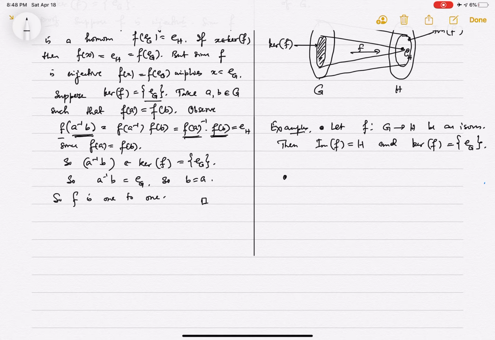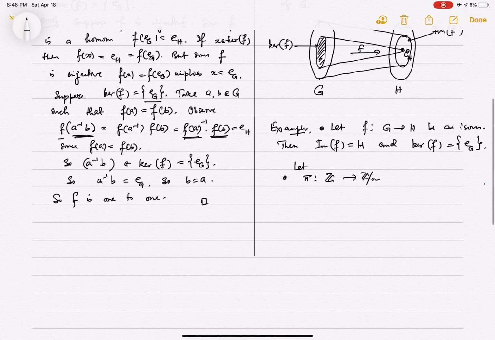Here is the first non-injective homomorphism that we saw, from Z to Z mod n, recall. Let it be the standard homomorphism, which takes k to the image of k, sometimes called k mod n, if you remember. The kernel of this is what? It's all the integers that become 0 when you go mod n, and those are exactly the multiples of n. So this is all multiples of n.